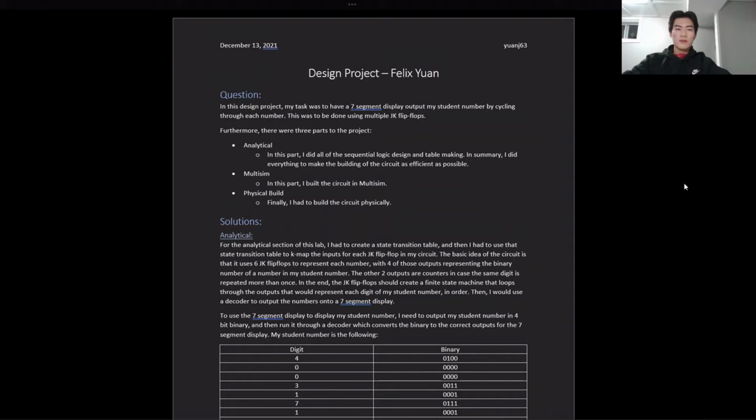Hi, I'm Felix and this is my design project for 2E04. In this design project, what I had to do was create a circuit that displays my student number on a 7-segment display by cycling through each number.